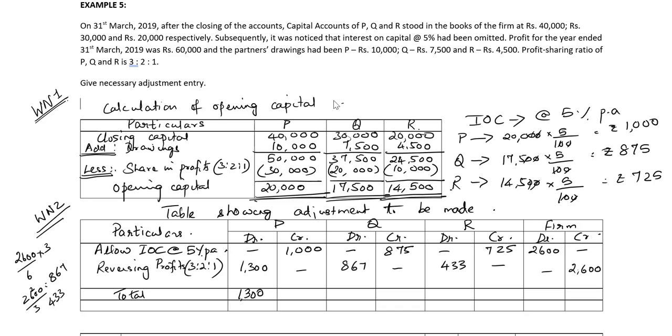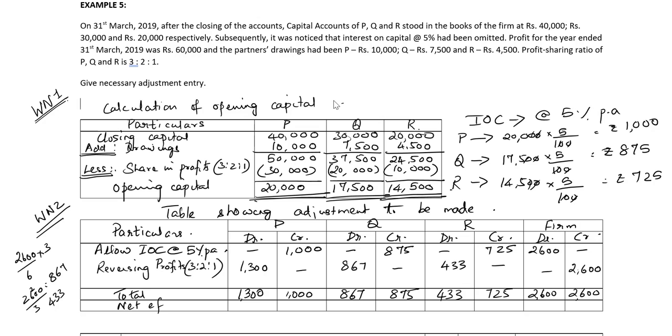1,300 debit of P, 1,000 credit of P, 867 debit of Q, 875 credit of Q, 433 debit of R, 725 credit of R, and 2,600 debit of firm and also the credit of the firm.